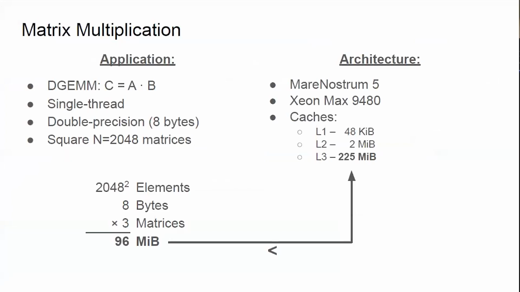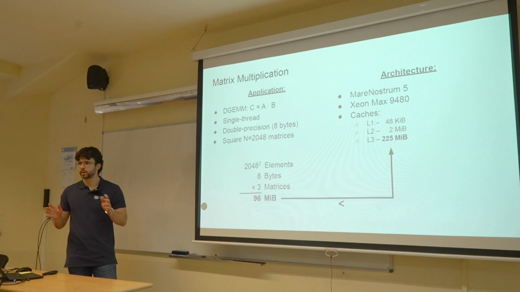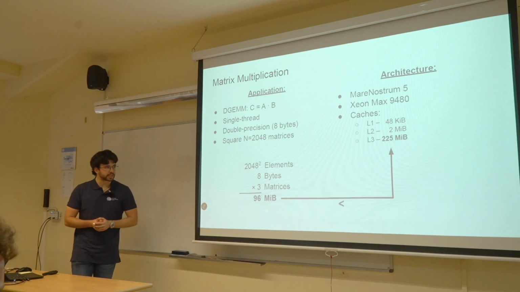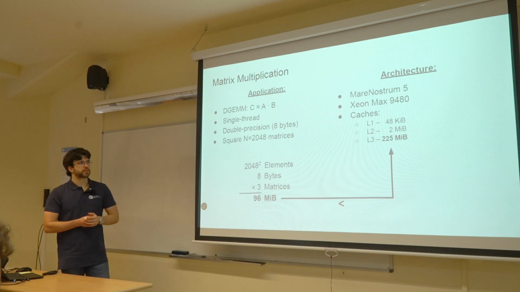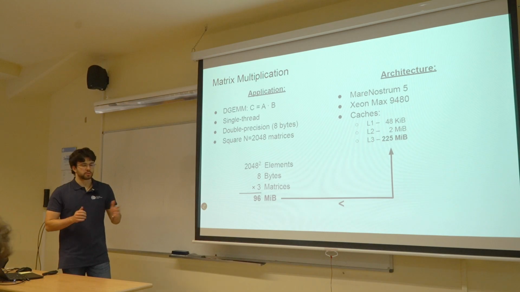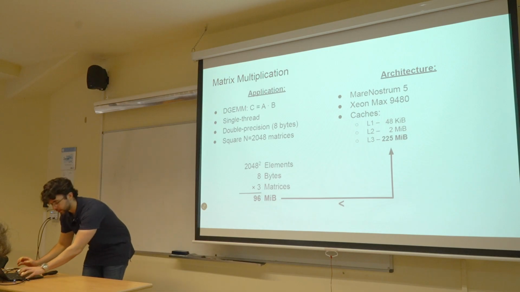Right. So let's take a look at an example application in MareNostrum. We'll take a look at matrix multiplication. We'll look at something simple. We'll do single thread again for simplicity, and let's do double precision. So each element is going to be 8 bytes, and we'll have square matrices that are 2K sized. If we work out the size of our data set, we have around 96 megabytes, which if we compare it to the architecture, our L3 size is 225. So maybe we can use the L3 bandwidth. Let's see if that is the case.